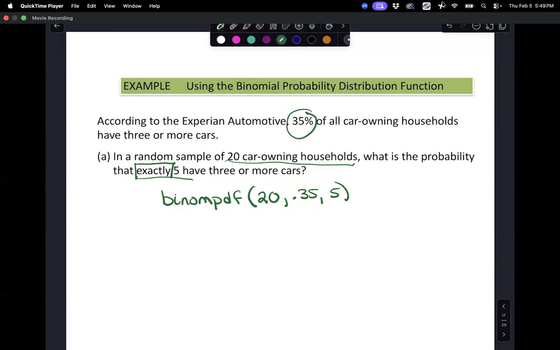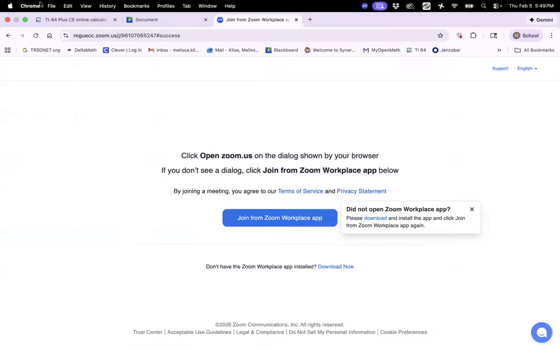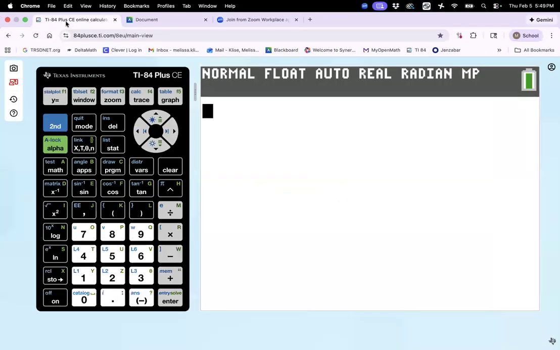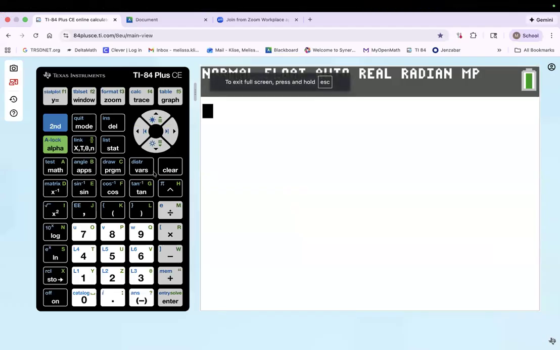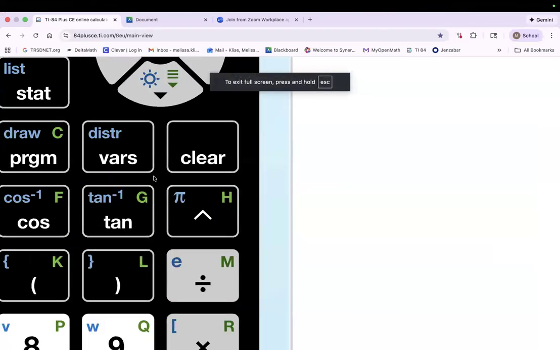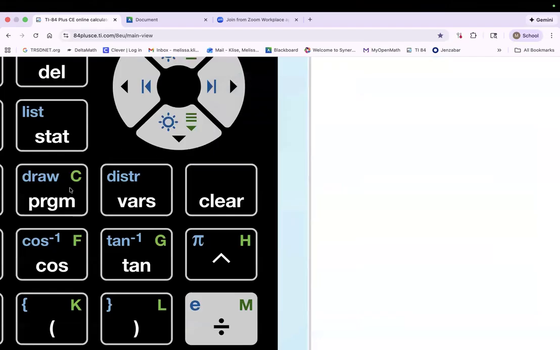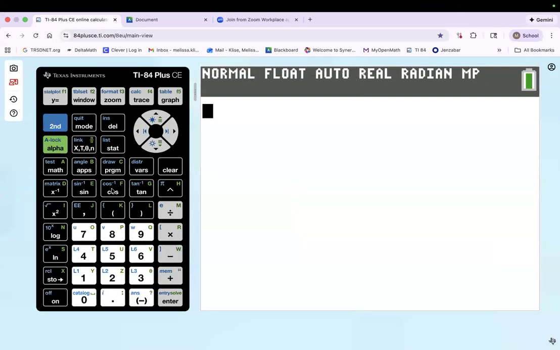So I'm going to pop over to my calculator to get to the binomial. So binom PDF stands for binomial probability distributions. If you look above, this button says DISTR. This is distributions. So we're looking at a binomial probability distribution. So we want to go into the distribution menu.